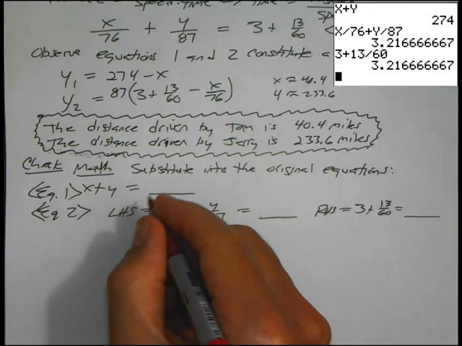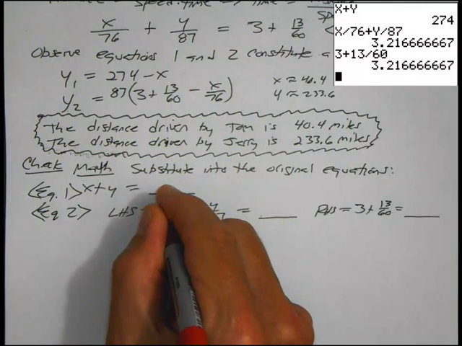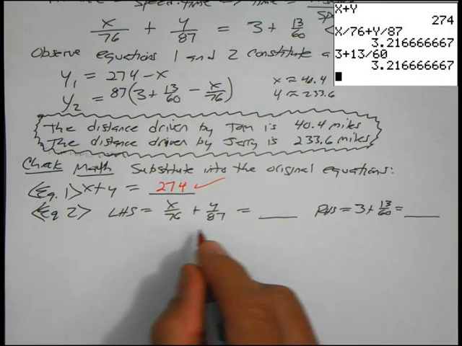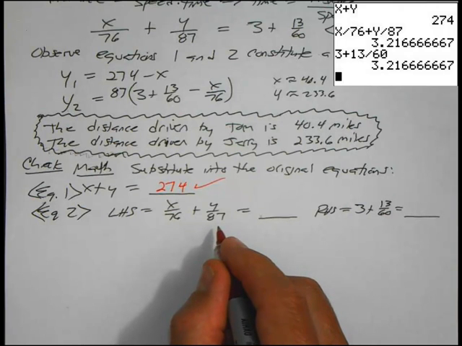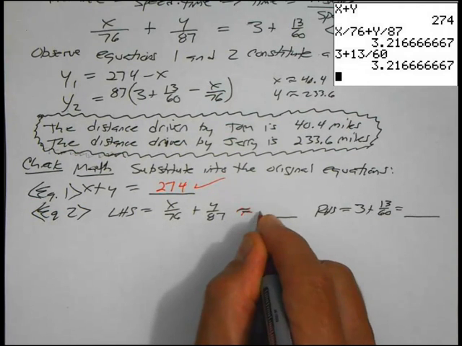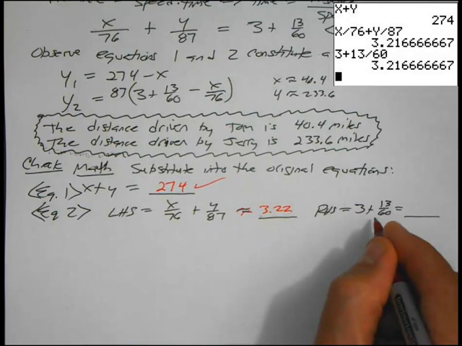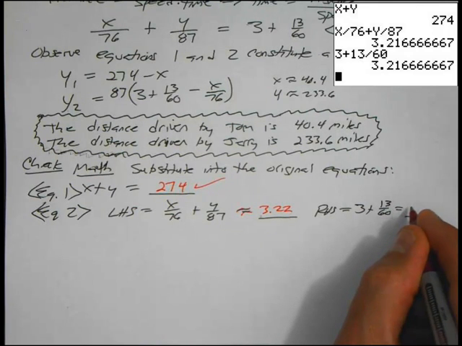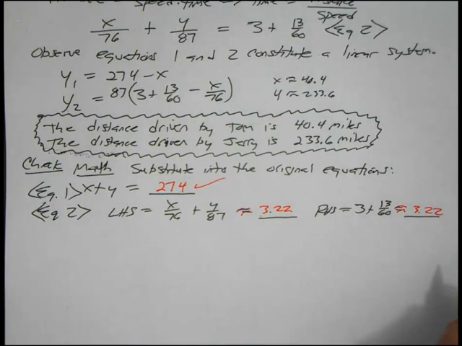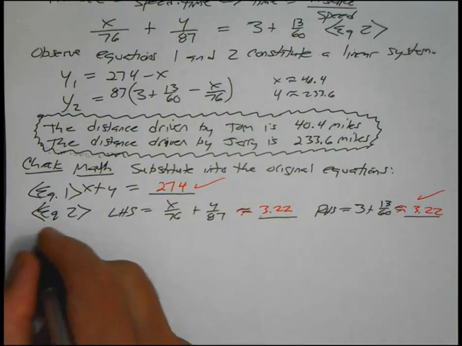Alright, so the calculator's result of x plus y was the 274, just what we wanted to see. The left-hand side here, when we computed x over 76 plus y over 87, was about equal to 3.22. And 3 plus 13/60 is also indeed about equal to 3.22. Left-hand side equaling the right-hand side makes that check. Math is in order. Now, is everything here sensible?